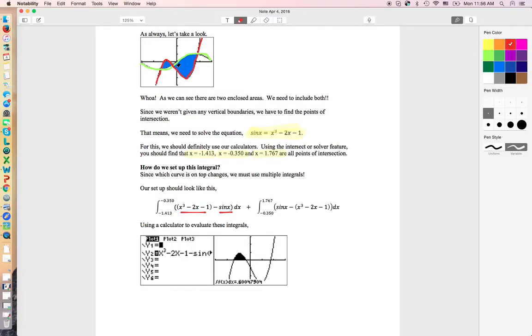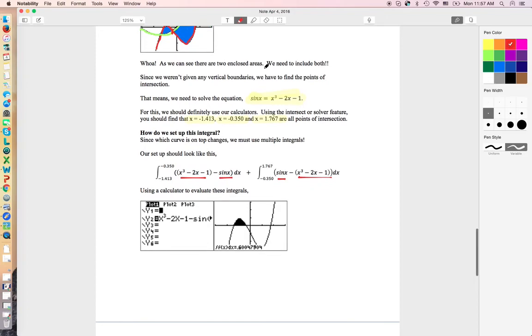And now when I'm setting up an integral to find the area between the curves on the right, I have to switch that. So this time I'm going from negative 0.35, that's here, all the way to here, that's 1.767, and I'm putting the sine curve first and the cubic equation curve second because the sine curve is on the top. This is an integral you can evaluate by hand, no problem, but I said already this was going to be our calculator example, so we can make it our calculator example.